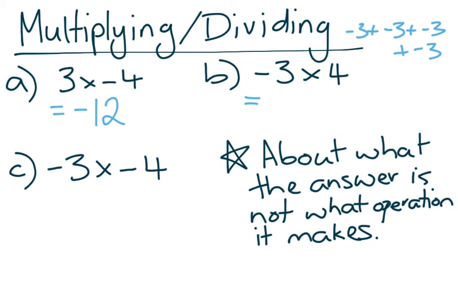You could see there that all of those things end up becoming a take, so we end up with -12 as well. The last one, however, notice how there's a -3 and then it's multiplied by -4, so they're both negative. That means we can actually ignore the negative signs and we just do 3 times 4, which is 12, because the 2 negatives cancel one another out. I've just written there that this is about what the answer is, not what operation it makes.